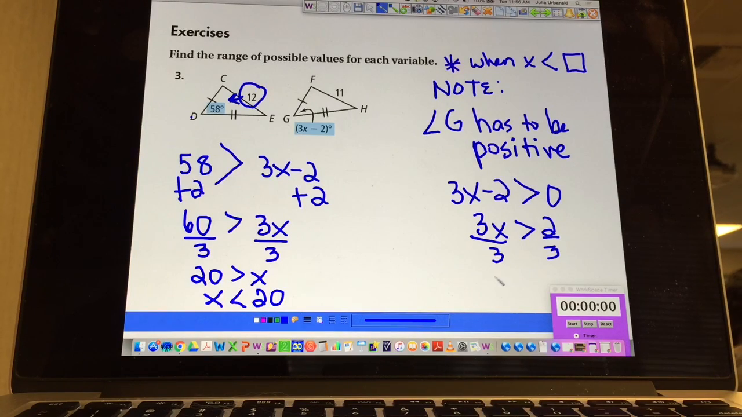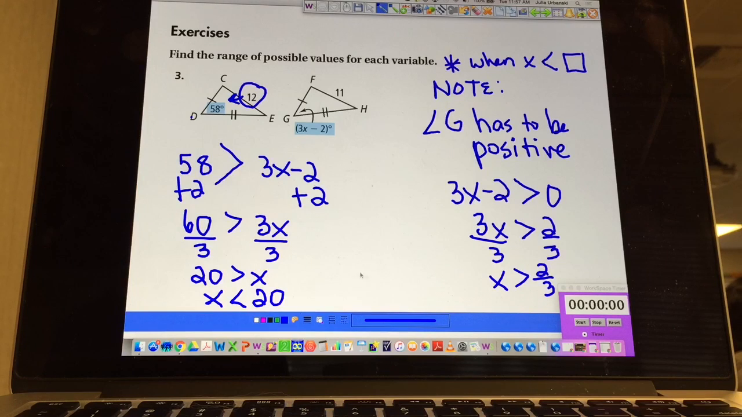And now we have another boundary for x. X has to be greater than 2/3. They're not a number for you. And you only have to do this when your problem said x was less than something. You need a bottom boundary.